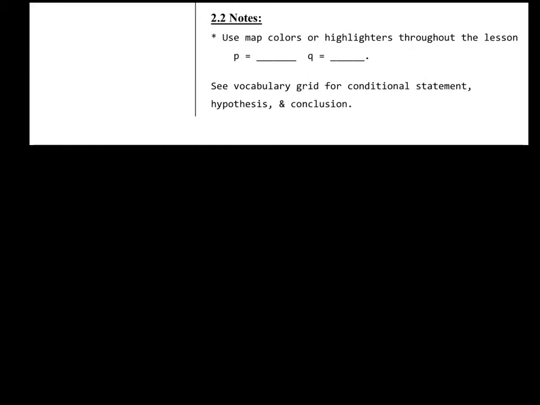Today we're going to be talking about conditional statements for our 2.2 notes. If you have some map colors or highlighters, it might be a good idea to use those as you're taking notes, or if you're on your iPad, to use different colors. I am going to use pink for my P, which, remember, P is your hypothesis, and that's the stuff that comes after the word if. And you guys should be referring to your vocabulary grid, which is due Monday, so don't forget to do it, for the definition of that.